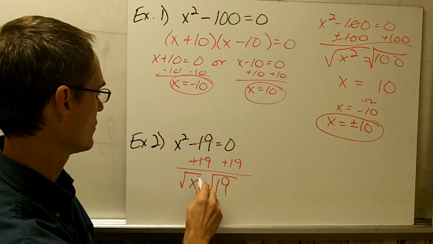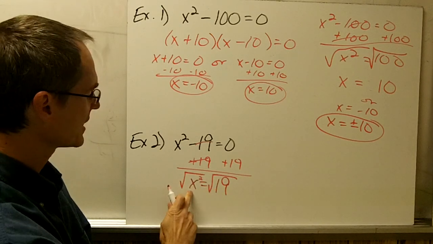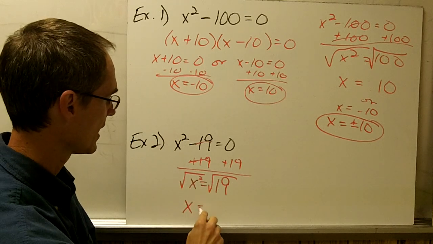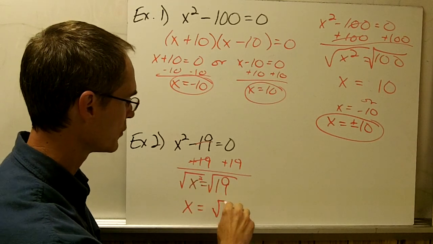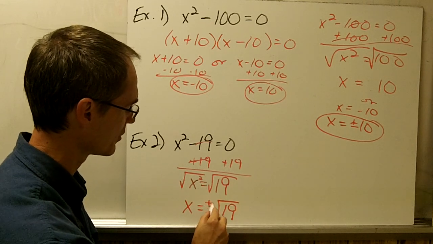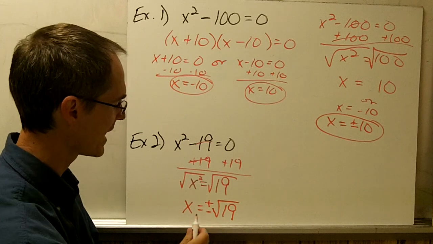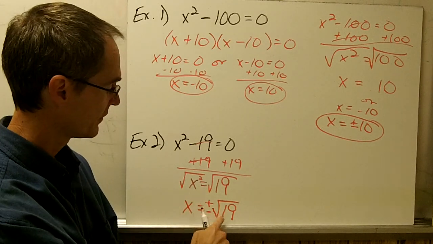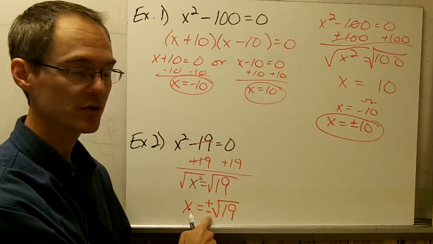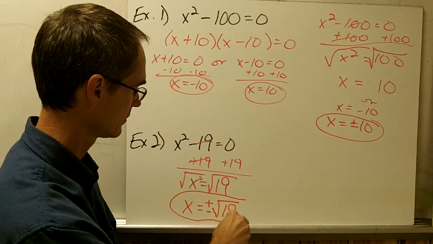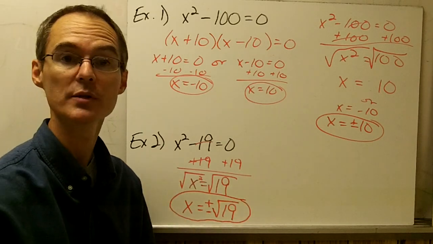Oops, that should be an x squared. I take the square root of both sides of my equation. The square root of x squared is x, and the square root of 19, that one won't simplify any further, so I would just write that as the square root of 19. And again, I want to remember to put down my plus and my minus because I've got two solutions to this equation. The positive square root of 19 and also the negative square root of 19. So this would be the solution to this quadratic equation.